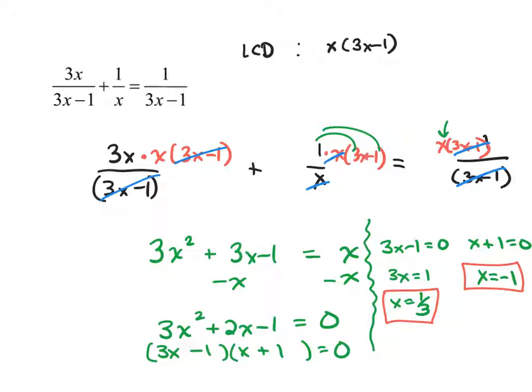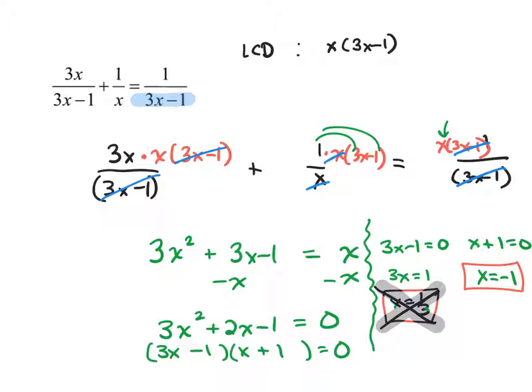Because one of these solutions actually does not work. And the one that does not work is the 1/3. Because if I look up here in my denominators, 3 times 1/3 is 1, and 1 minus 1 is 0. So it makes a denominator 0. So right away, because it makes one of the denominators in the original 0, I have to eliminate it as a solution. It is what's called extraneous.